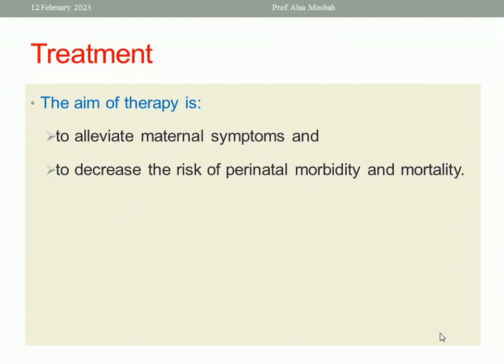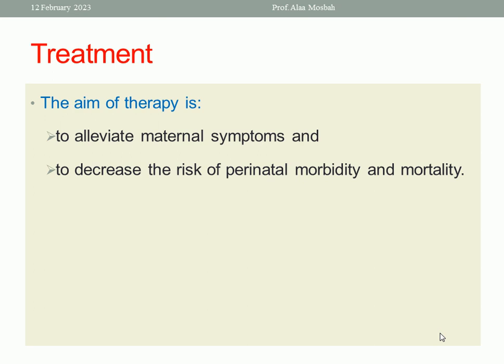What is the treatment? First, what is our aim from treatment? Our aim of treatment is to alleviate the maternal symptoms, and also, what's very important really, to decrease the risk of perinatal morbidity and mortality. And that's why worldwide all obstetricians are interested in intrahepatic cholestasis in pregnancy, because it causes many morbidity and mortality for the baby. It may cause sudden death, intrauterine fetal death.